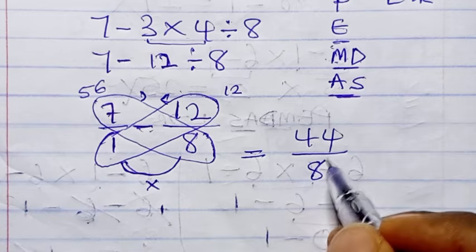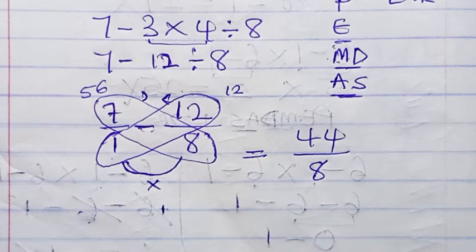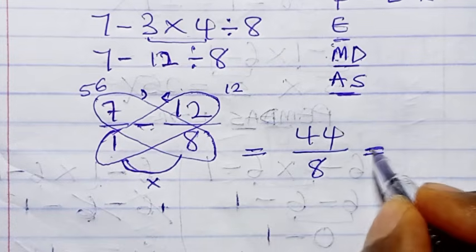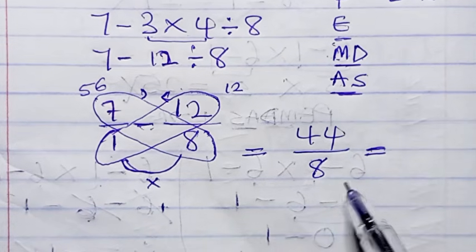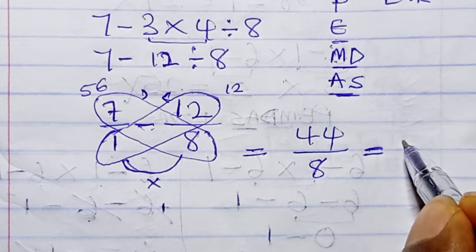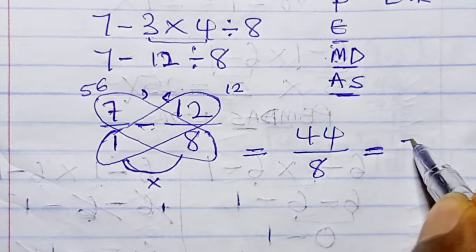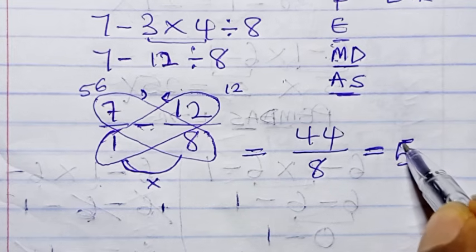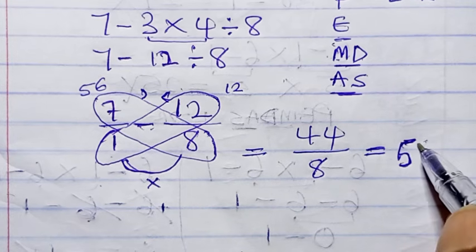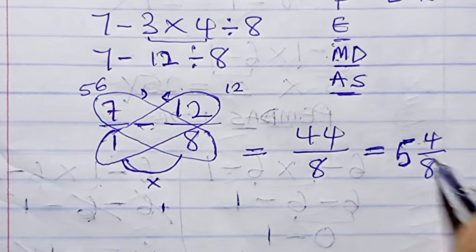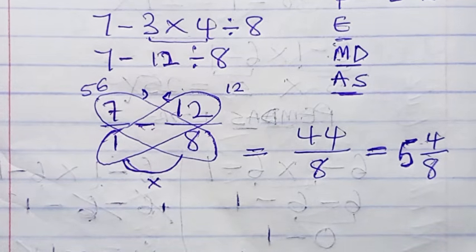Alright, this is an improper fraction. So we can also change this to a mixed fraction. 8 will go into 44 how many times? It will go 5 times, alright? Remainder 4, okay? So 4 over 8. So this is the mixed fraction.